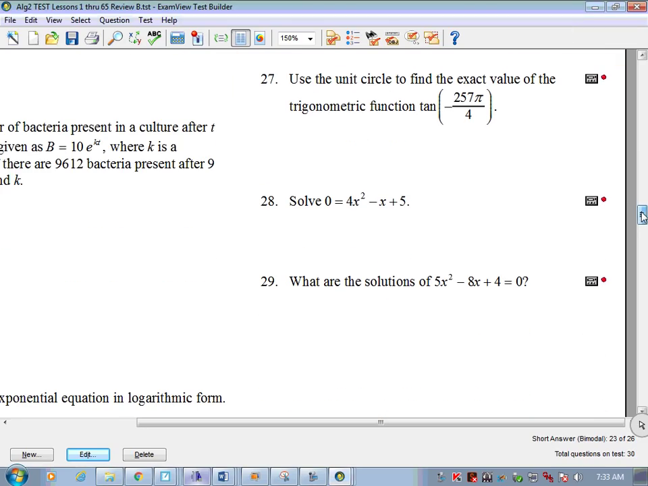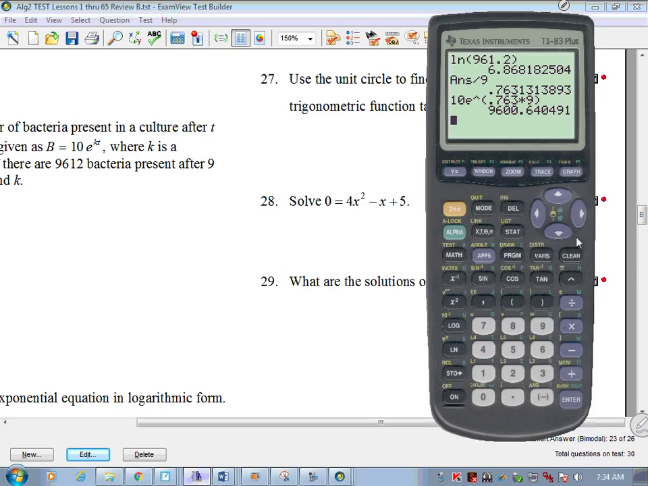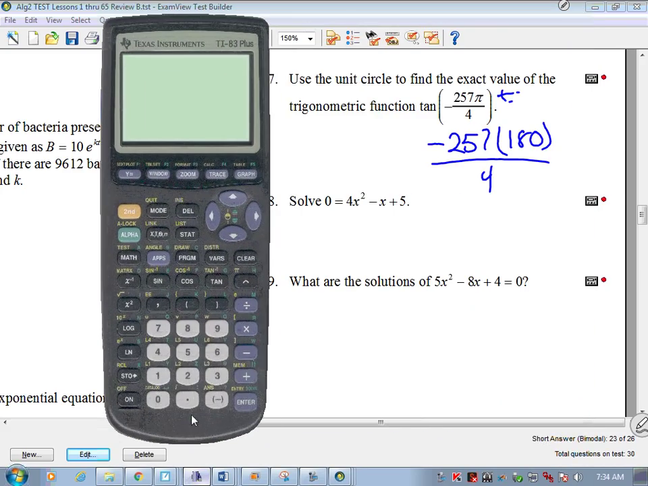Okay, 27 wants us to use the unit circle again to find the value of the trigonometric function. First thing I want to do is identify that that's in radians and that we want to convert it to degrees. So we're going to take negative 257. We're going to substitute in 180 for pi and divide by 4. Okay, let's throw that up here. Negative 257 times 180 divided by 4.